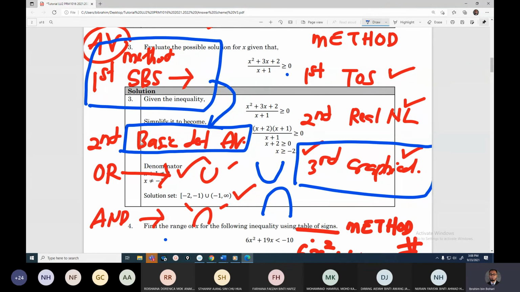Okay. Kebiasaan dia method dalam exam, kita akan tetapkan kebiasaan dia. Sama ada you gunakan squaring both side, you gunakan basic definition, you gunakan graphical, number line ataupun table of sign. Okay? Kalau you dapat soalan tak ditetapkan method, maksudnya you nasib baik lah soalan kalau you dapat soalan macam itu. Ya? Yeah?